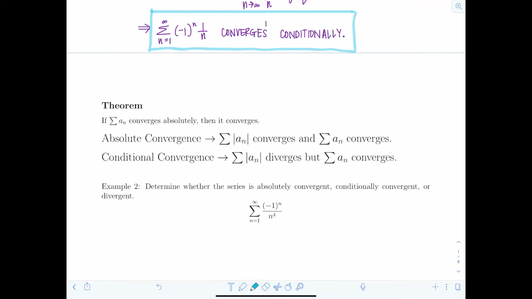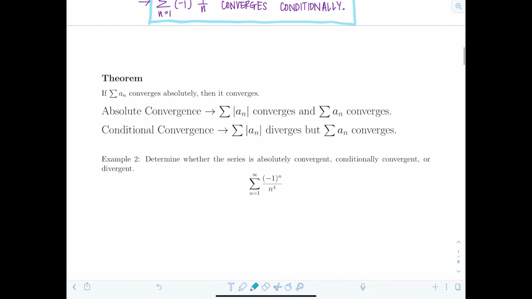So that's why you always want to test for absolute convergence first, because if you have absolute convergence, then you're done. You don't have to test for conditional convergence. So notice here, absolute convergence, just in summary, means that the sum of the absolute value of a_n converges, and therefore your original series, the sum of a_n, converges as well. Conditional convergence happens when the sum of the absolute value of a_n diverges, but the original converges, all right?